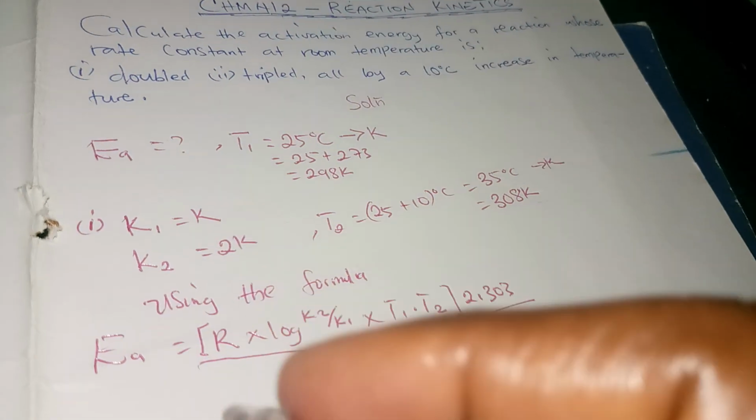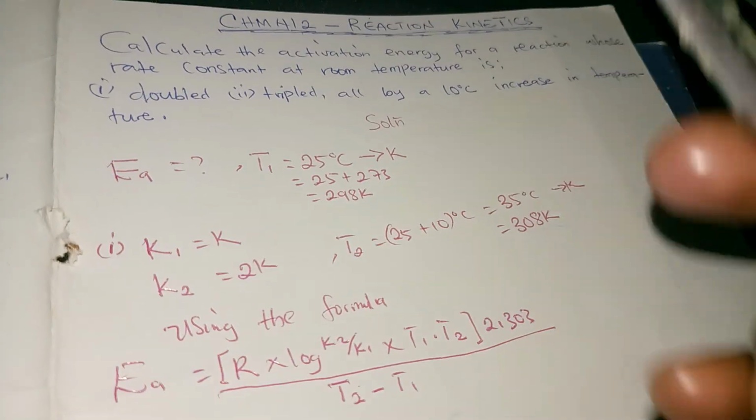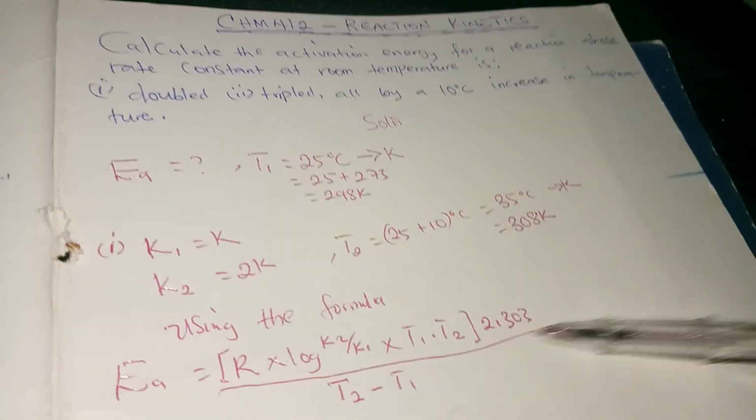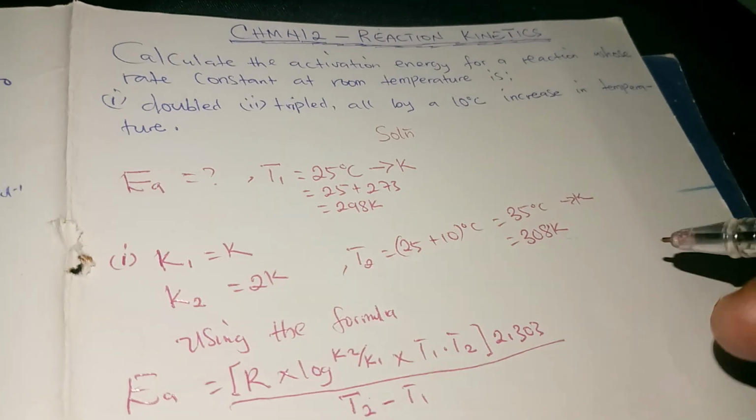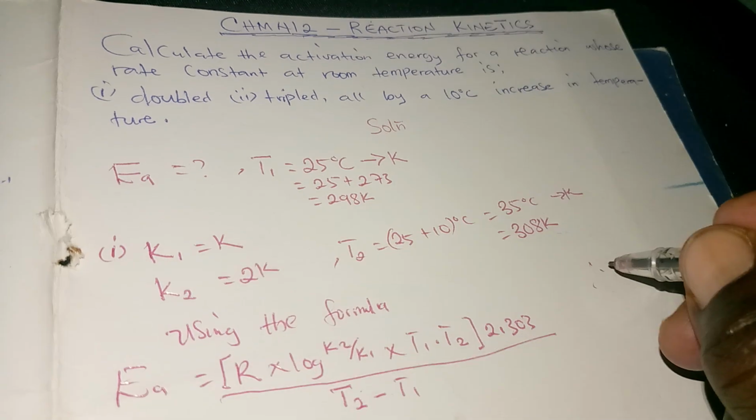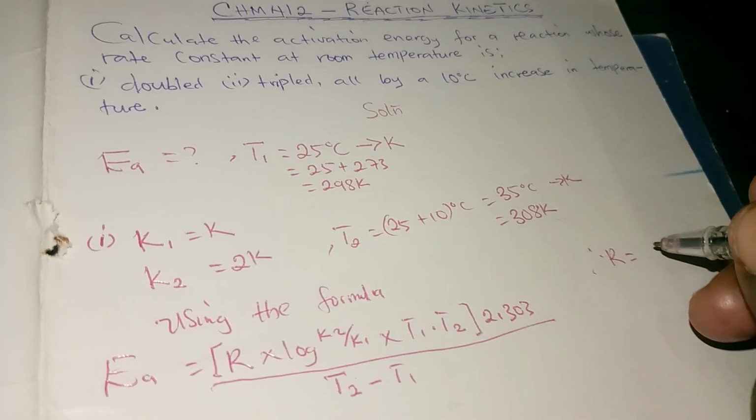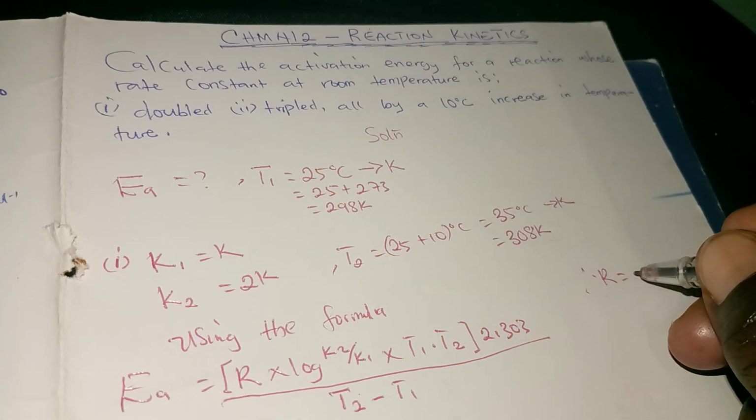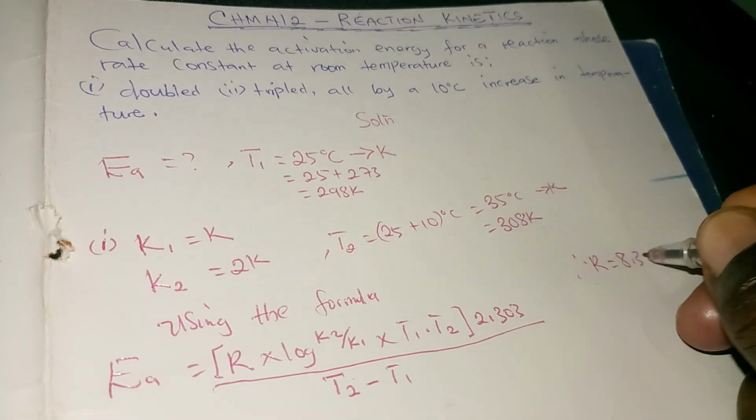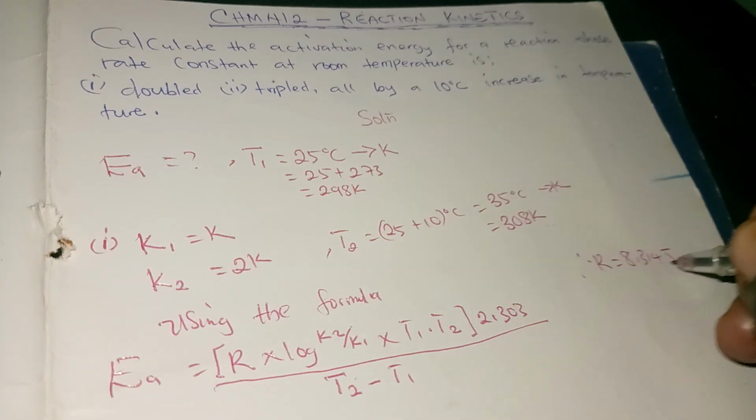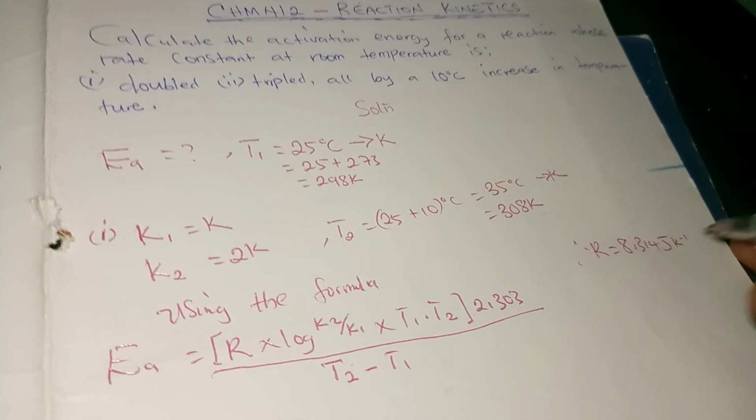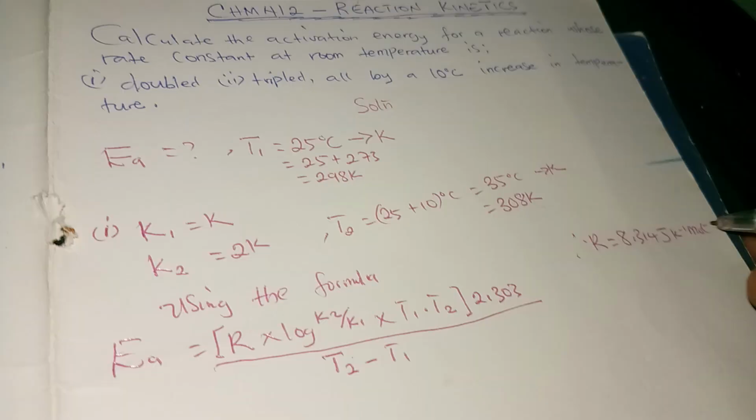So let's substitute these values into this formula. By the way, remember, note that my R is a constant, which is given by 8.314 joule per Kelvin per mole.